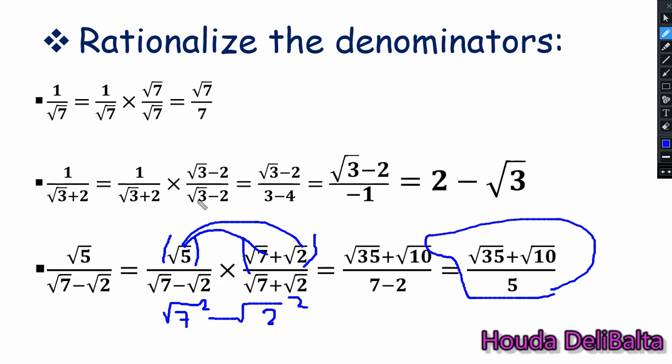So what do we call this value I'm multiplying by, up and down? Here it is radical 7 plus radical 2, and in the previous example it was radical 3 minus 2. We call it the conjugate. The value I'm multiplying by in order to make the denominator rational without radicals is called the conjugate.